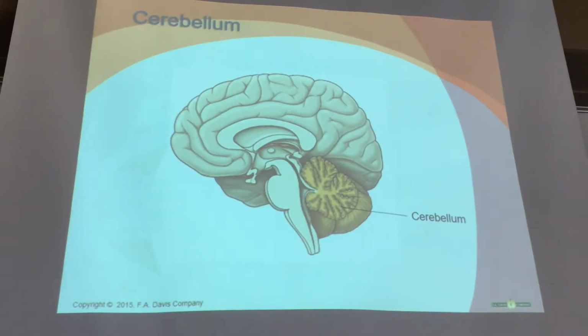So now the cerebellum, down there on the bottom, the back lower part of your brain. This is a fist-sized portion of your brain, and it's underneath the cerebrum, and it houses more neurons than the rest of the brain all combined. So most of your neurons are in the cerebellum.